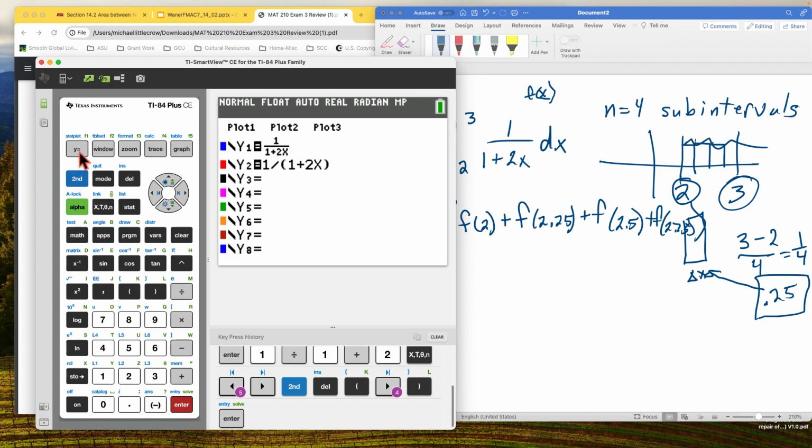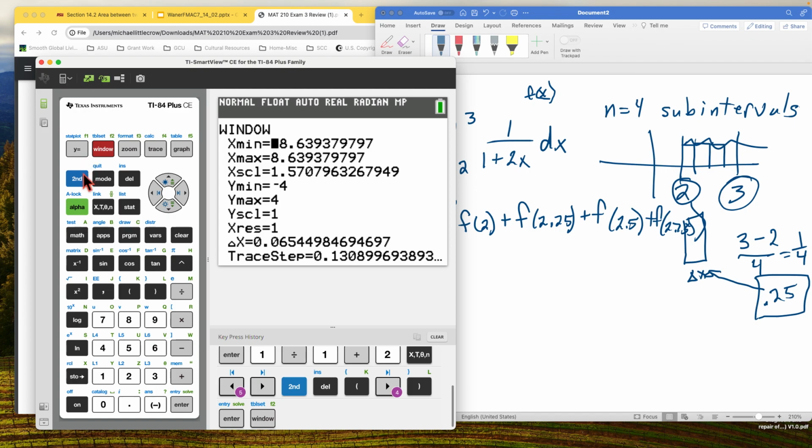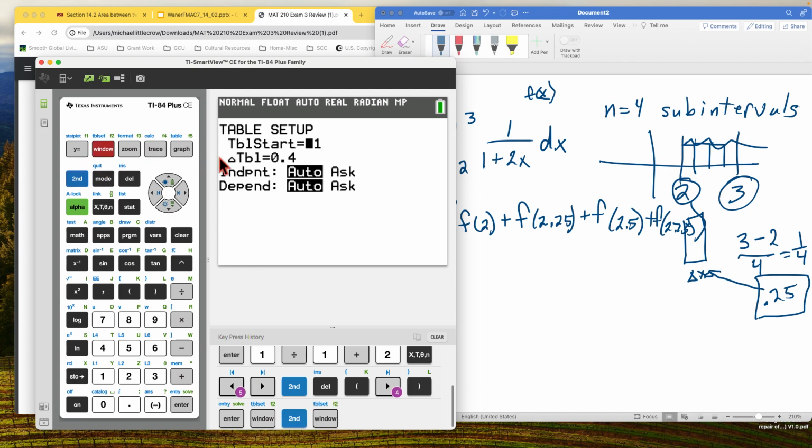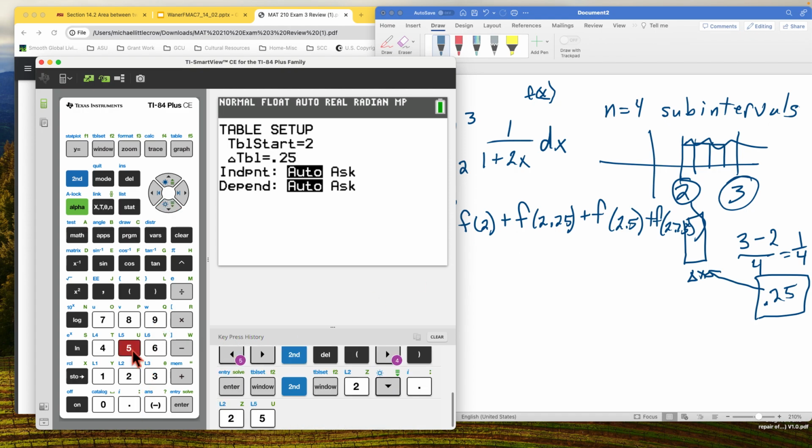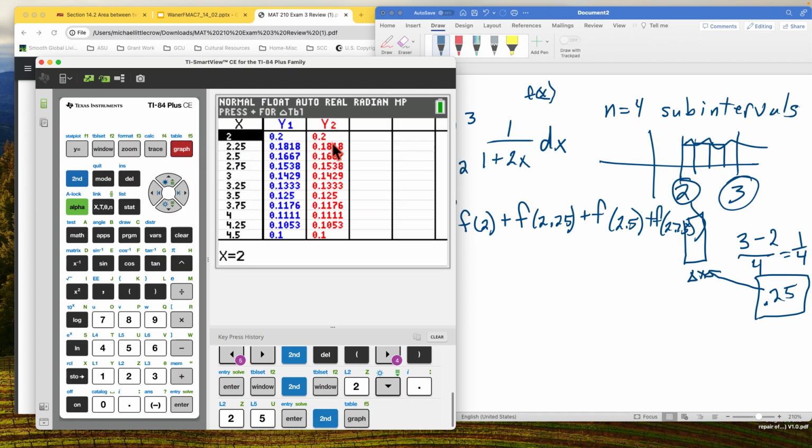So anyway, then I'll go to table set. Table set is in blue, so second table set. I'd like it to start at 2, and I want it to change by 0.25. We get those numbers from over here, starting at 2, going by 0.25. And then we go to the table. We've got all our values here. And see, I did it both ways so you can see it works.